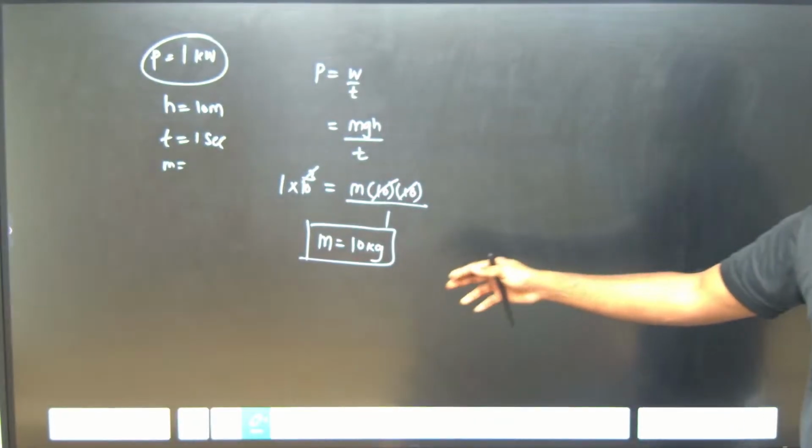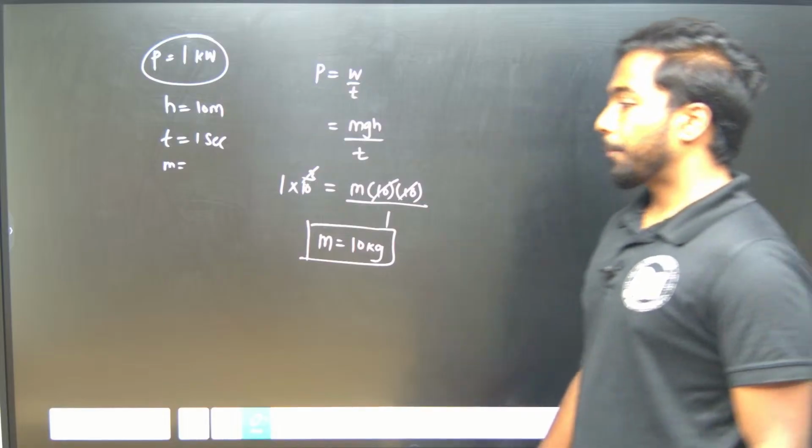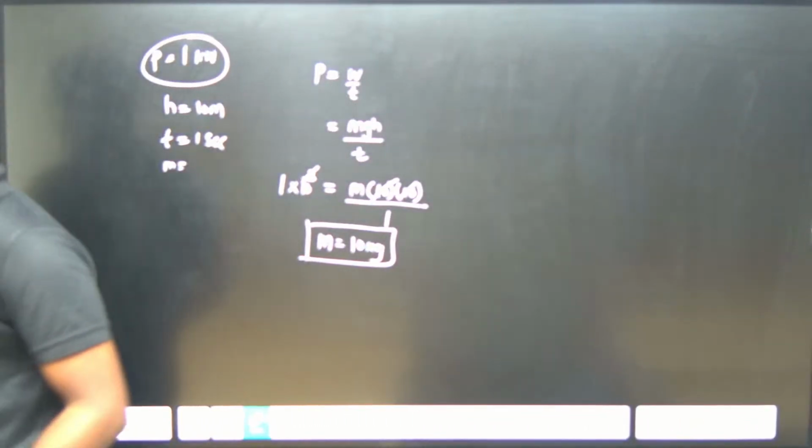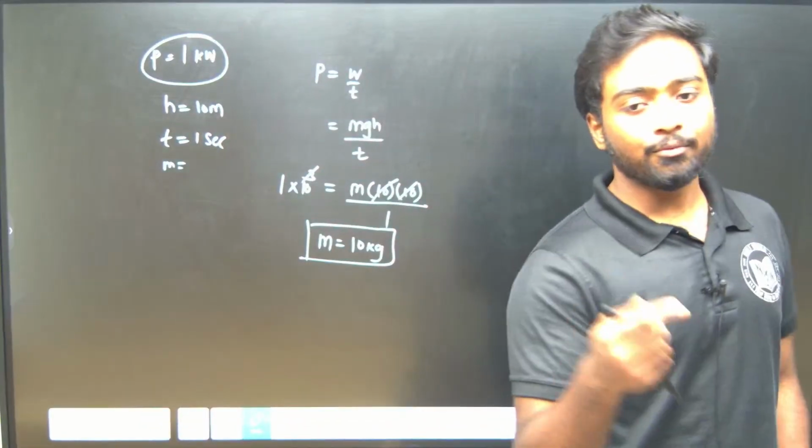If they are giving 2 seconds, it will be 20, 3 seconds, 30, like that. Suppose the question is asked how much mass has been pumped out in 5 seconds.